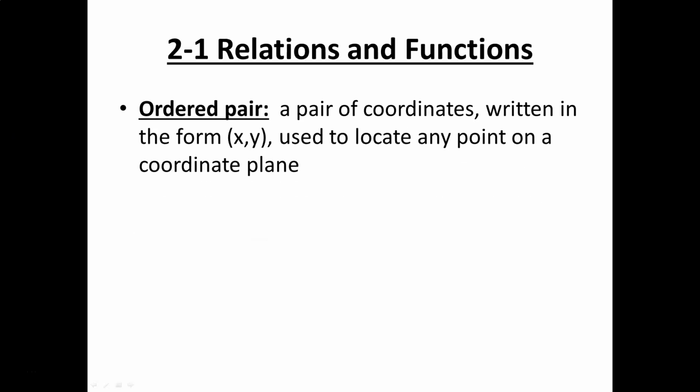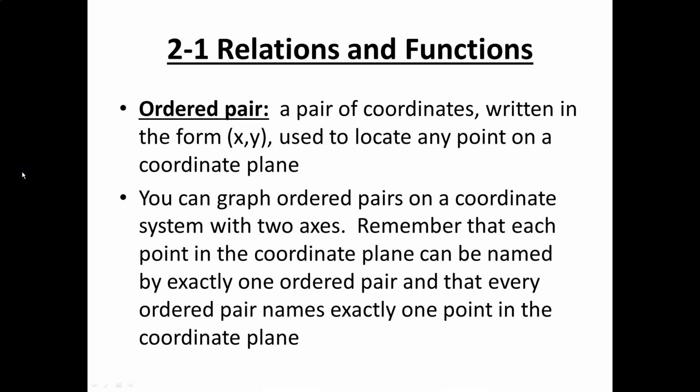Okay, today let's tackle section 2.1, relations and functions. An ordered pair is a pair of coordinates written in the form (x, y) with parentheses, used to locate any point on a coordinate plane. You can graph ordered pairs on a coordinate system with two axes. Remember that each point in the coordinate plane can be named by exactly one ordered pair and that every ordered pair names exactly one point, so they're unique.